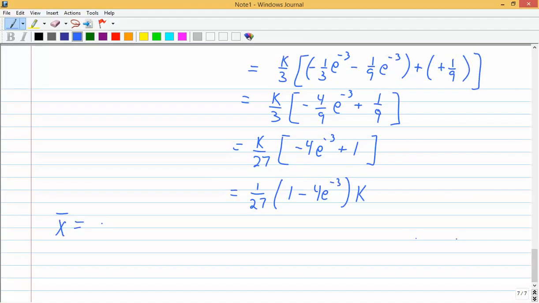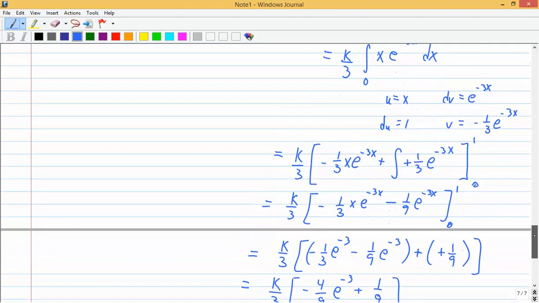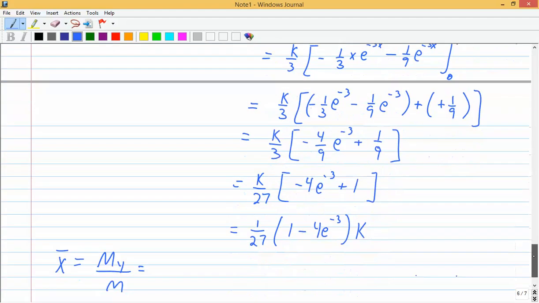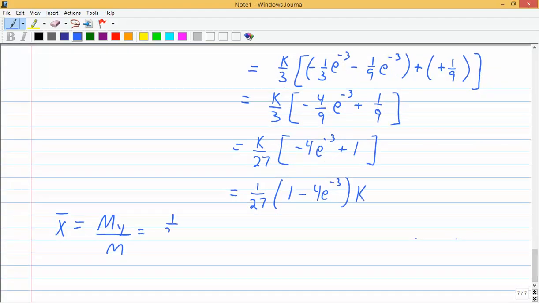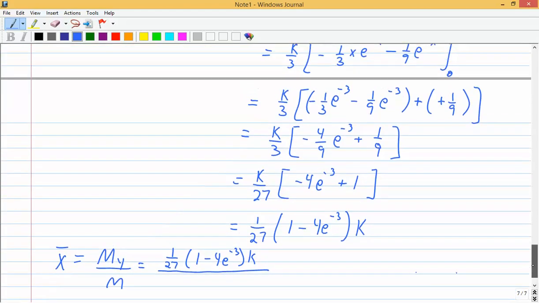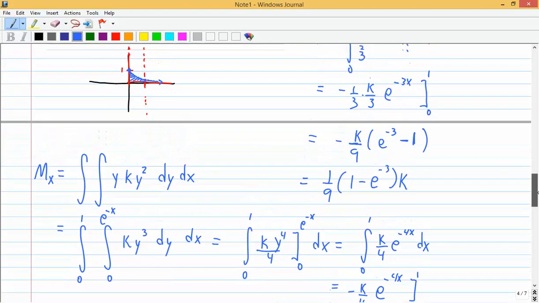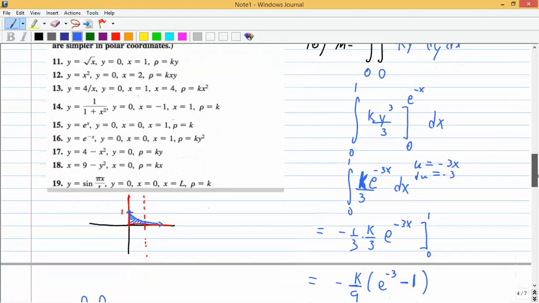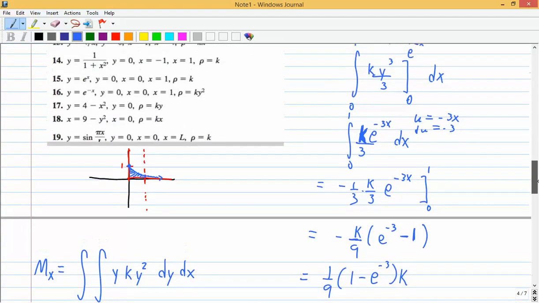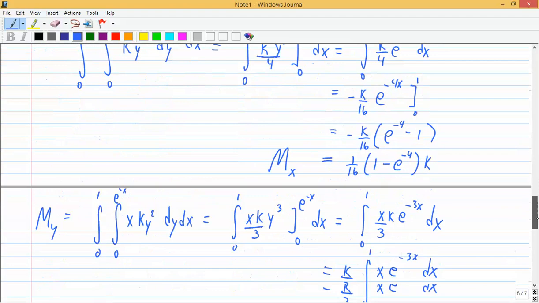So x bar is the moment about the y divided by the mass. So we just figured out the moment about the y axis. That was this integral. So that's 1 over 27 times 1 minus 4e to the -3 times k divided by the mass, which was what we figured out first. The mass here is 1/9 times 1 minus e to the -3 times k.